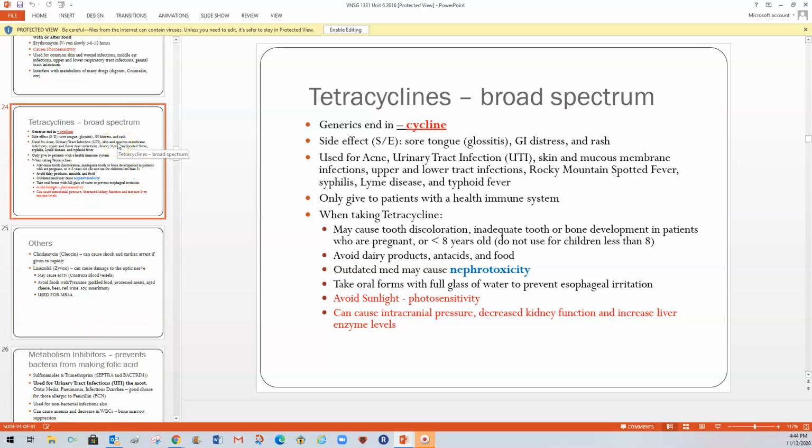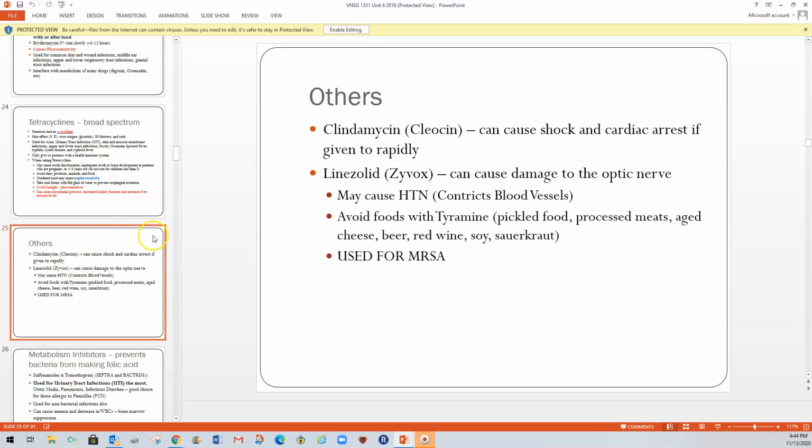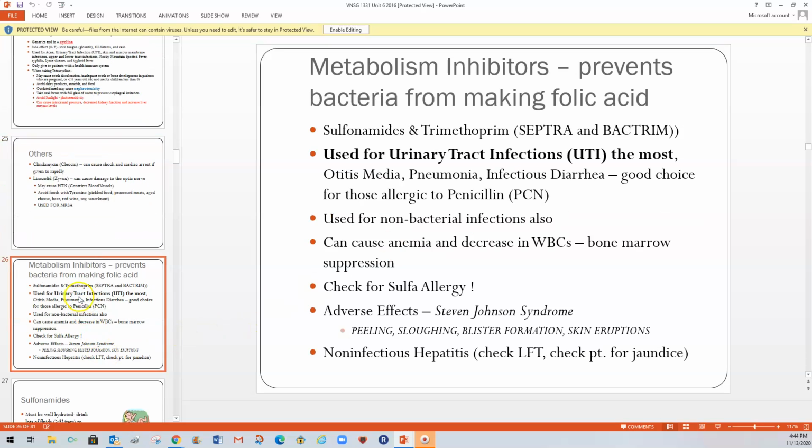Tetracyclines, you have to really watch any of these. Clindamycin is Cleocin. It can cause shock and cardiac arrest. Zyvox can cause optic nerve problems, and we use these for MRSA. Zyvox is used for that. Another category is metabolism inhibitors. Prevents bacteria from making folic acid.